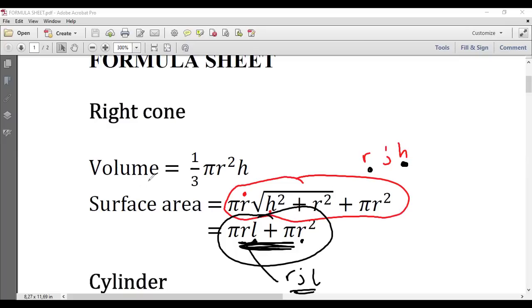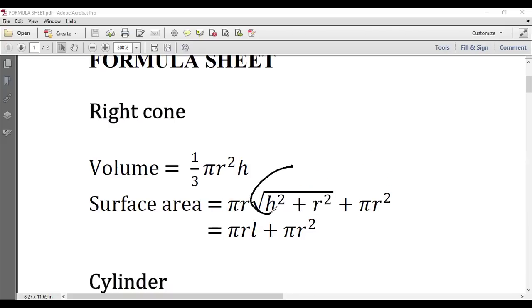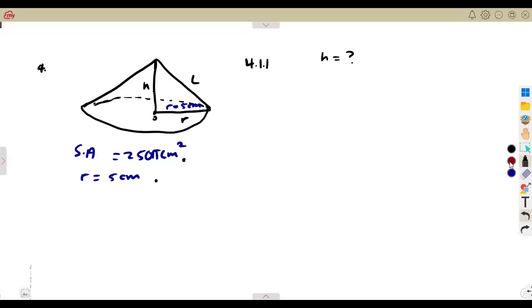So which formula is best to use? Can we use the second one? No, because we need to calculate the height. So we are going to consider the first formula in that case. So using our first formula, let us see how we can apply it.